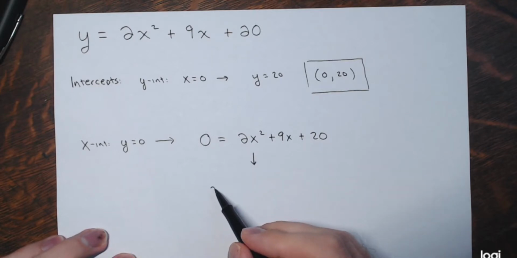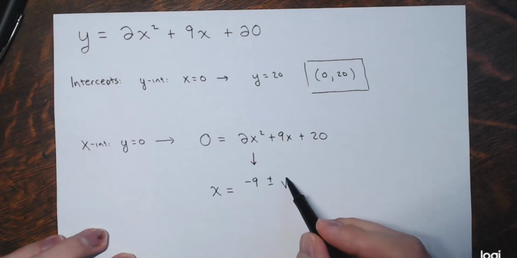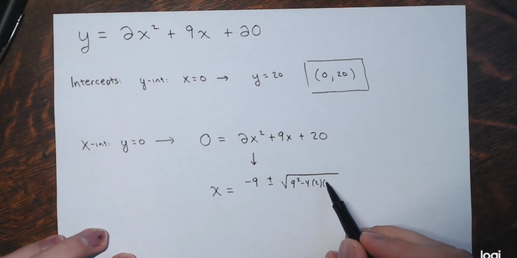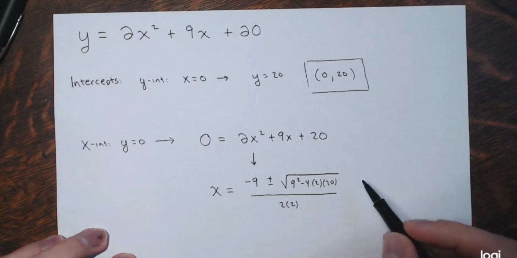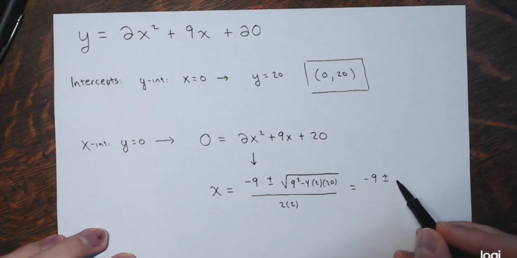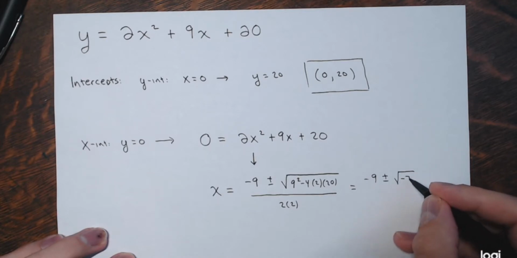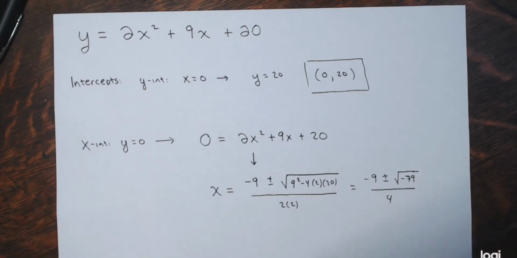The solutions of this equation are x equals negative 9 plus or minus the square root of 9 squared minus 4 times 2 times 20, all divided by 2 times 2. So this is negative 9 plus or minus the square root of 81 minus 160, right? This is negative 79, divided by 4. But yikes.